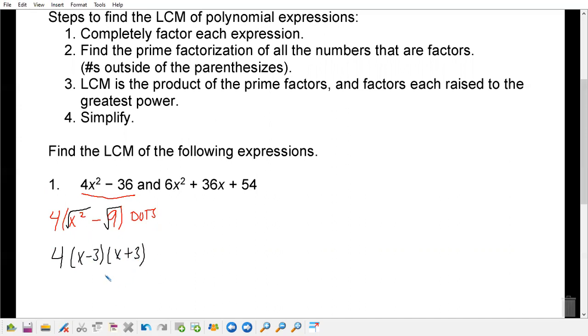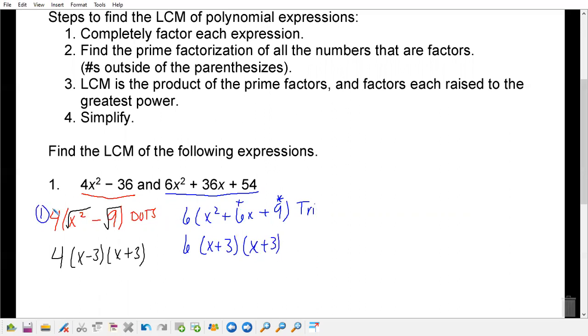Okay. And now I'm going to factor 6x squared plus 36x plus 54. Factor out the GCF, which is 6. That leaves you with x squared plus 6x plus 9. I have a simple trinomial. So what multiplies to give me 9, but adds to give me 6? So that leaves me with 6 times x plus 3 times x plus 3. All right, so step 1, done.